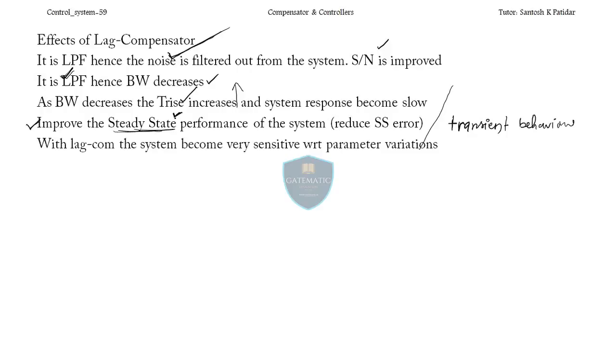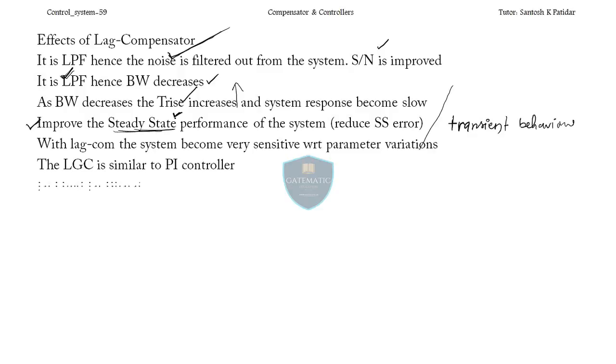The next point is, with the lag compensator, the system becomes very sensitive with respect to parameter variation. So the system will become very sensitive with respect to parameter variation. This is another important point related to the lag compensator. And the next one is, the lag compensator is similar to a PI controller. We'll see later what the PI controller is, but the PI controller is the equivalent of the lag compensator.